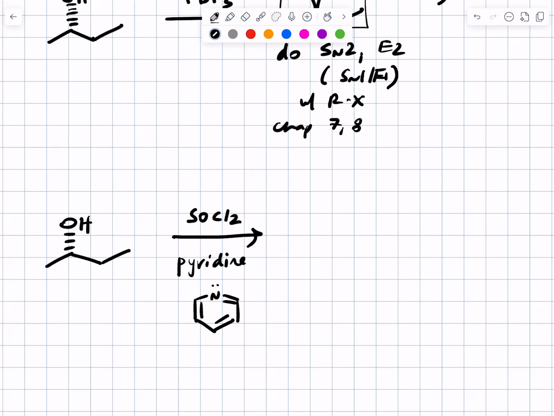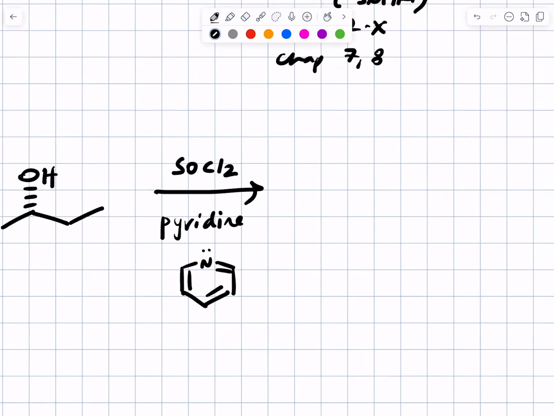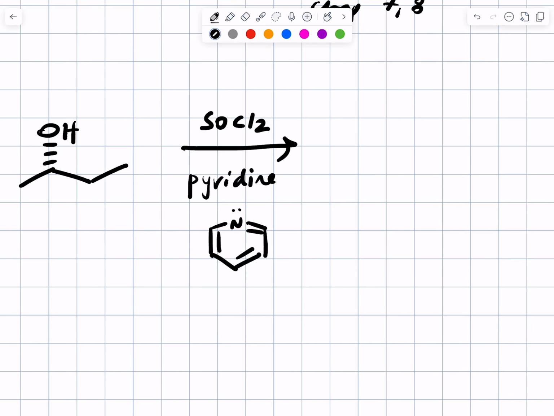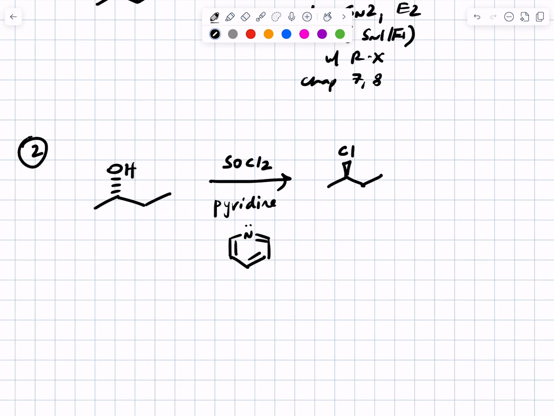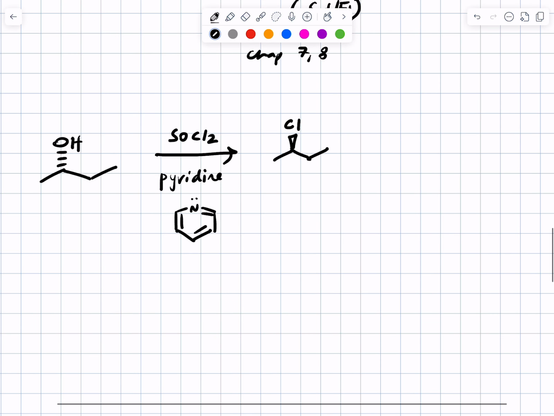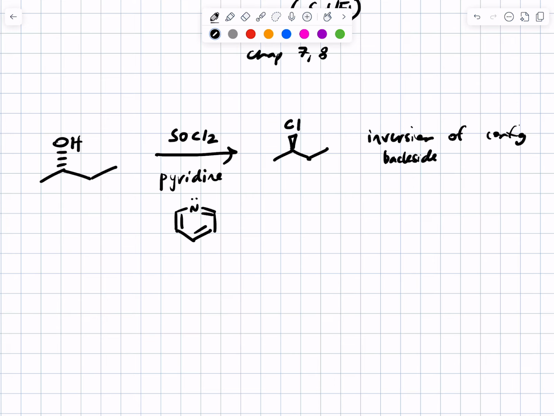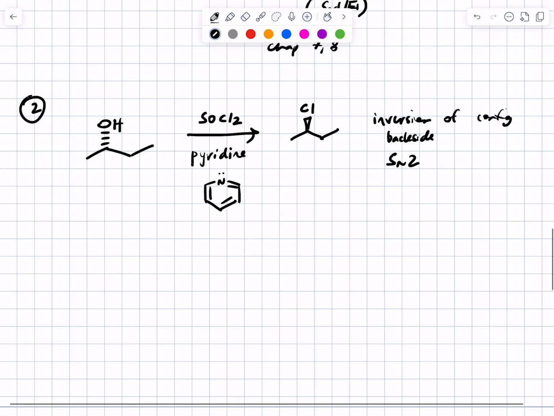Anyway, so when you invent a new reaction, often you add some things to try to optimize the yield, and in this case, it must be that the pyridine helps the reaction go better. In any case, what this reaction does is, again, it replaces the OH with the chloride, and again, you see inversion of configuration consistent with backside attack. Therefore, the mechanism must have involved SN2 attack of Cl minus on a good leaving group.